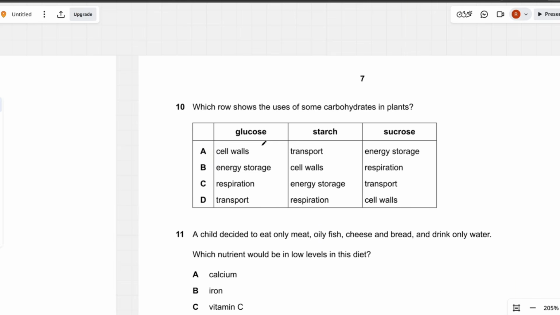Which row shows the uses of some carbohydrates in plants? Glucose, is it used for cell walls? That is not correct. Cellulose is used for cell walls. Glucose, is it used as an energy storage? No, the correct answer is starch. Glucose, is it used for respiration? Yes. Starch, energy storage? Absolutely. And starch is formed of glucose. Sucrose for transport? Absolutely right. So this is the correct answer. C is the correct answer. Let's see why D is wrong. Glucose for transport? No, the transport form of glucose or carbohydrates in plants is sucrose. So the answer is C.